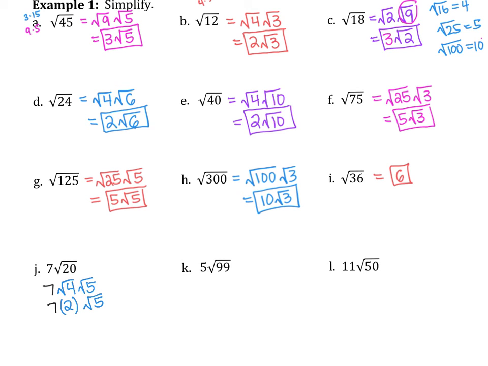Okay, I'm going to do one last step because I have the 7 in the parentheses 2. That's really saying 7 times 2. So 7 times 2 is 14. Then the radical stays square root of 5. Okay, that's my final answer. And these are pretty much the hardest we're going to get on these.